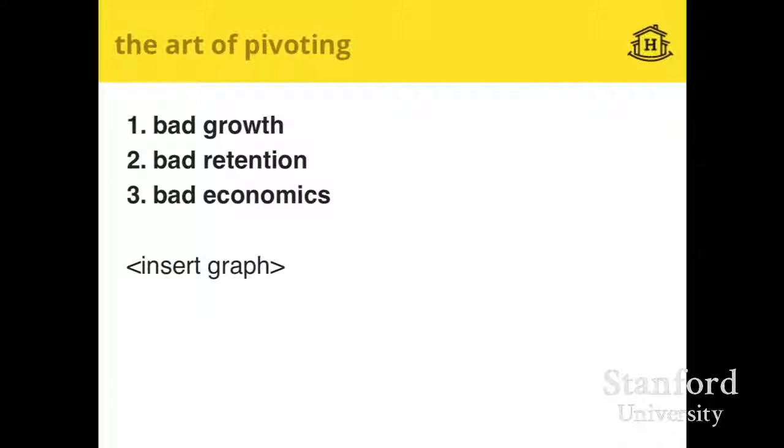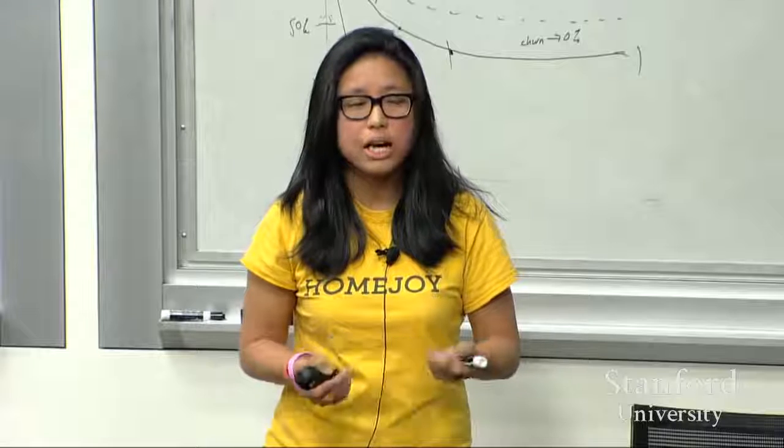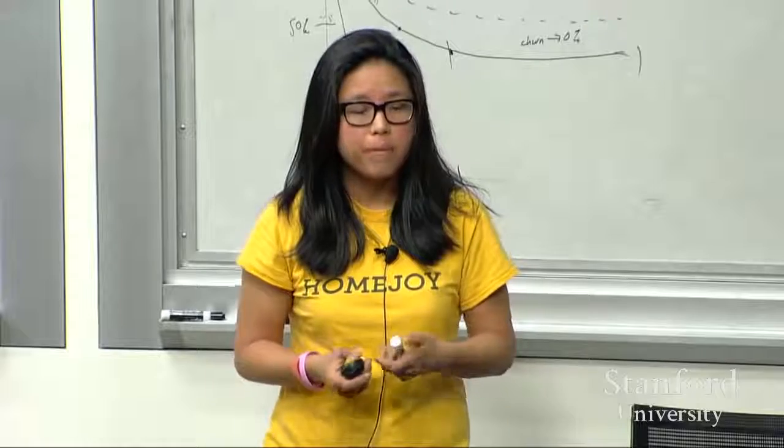So, the art of pivoting. A lot of people ask me, Homejoy in its current concept was literally the 13th idea we fully built out and tried to execute on and tried to get customers for. And so a lot of the questions I get are, how did you even get to that 13th idea? And how did you decide when to move on?